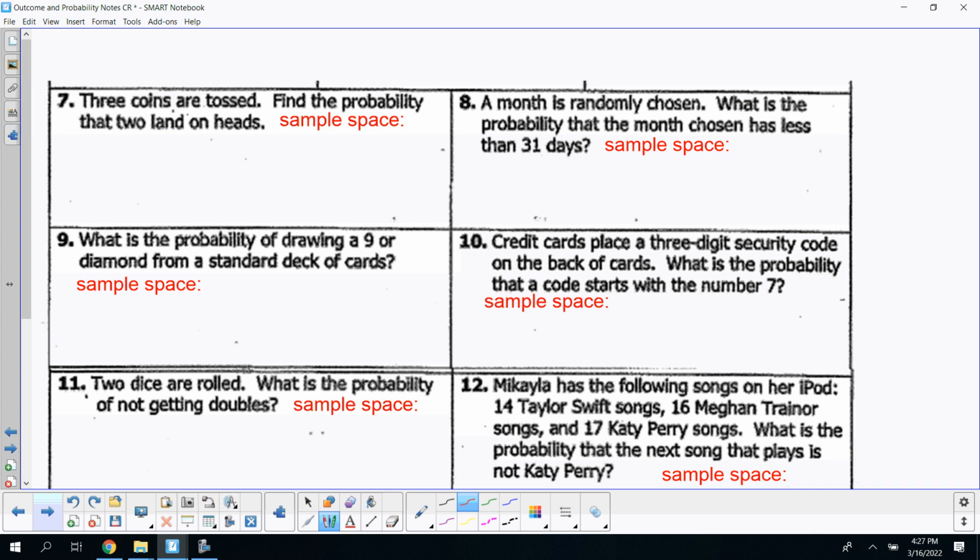Okay, let's take a look at number 7. We are looking at 3 coins that are tossed. Find the probability that 2 land on heads. Our sample space is 8. The probability that 2 will land on heads is going to be 3 out of those 8, and that's going to be 0.38, or we can call that 38%.